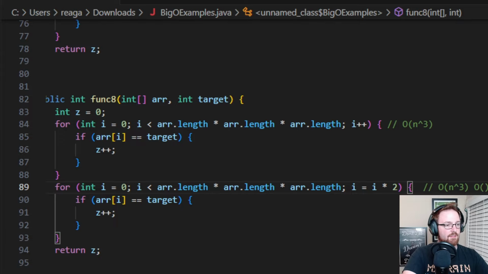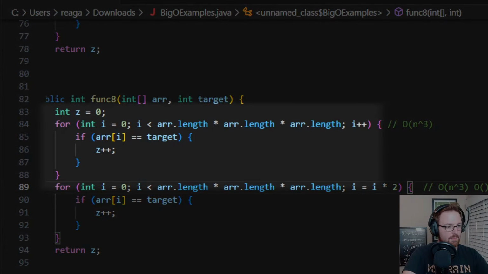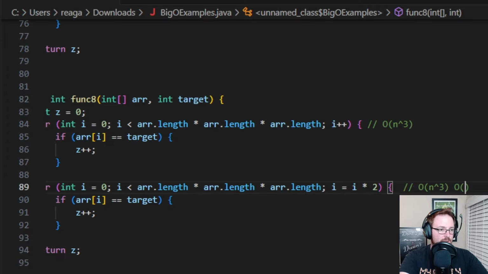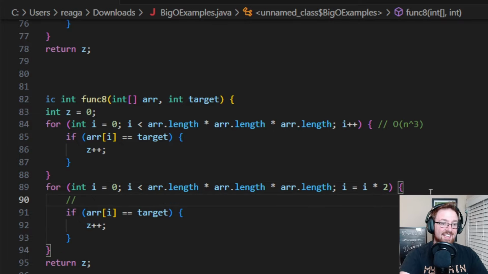So here we have this one and this one. This is a weird one. Go ahead and take a second if you want. So let's take this one step at a time, because this is definitely weirder than most of the others. First off, we start at the beginning. We go one by one. That's good. But we're not just going to the end. We're going to the end times the end times the end, which is another way of saying n cubed. This is an n cubed loop.